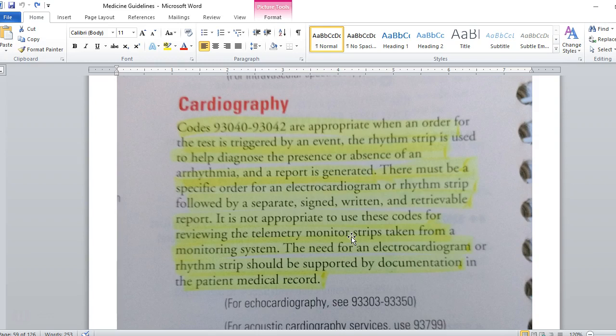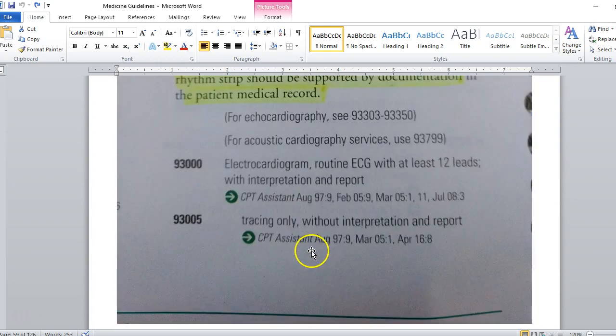Now, there must be a specific order for an electrocardiogram or rhythm strip, followed by a separate signed, written, and retrievable report. It is not appropriate to use these codes for review of telemetry monitoring strips taken from a monitoring system. The need for an electrocardiogram or rhythm strip should be supported by documentation in the medical record. So if someone's in the emergency room, observation, or hospital, they're almost always hooked up to telemetry. Telemetry is that readout that shows the heart's movement, okay? So this is something completely separate, and there has to be a documented reason, and there also has to be a report to go with it to be able to code for those services.